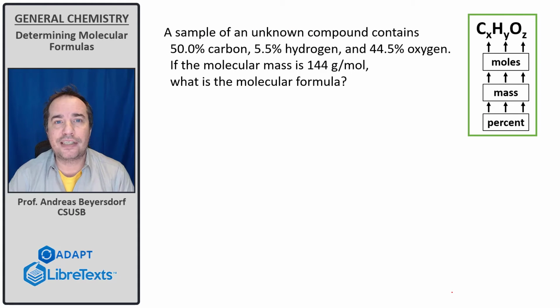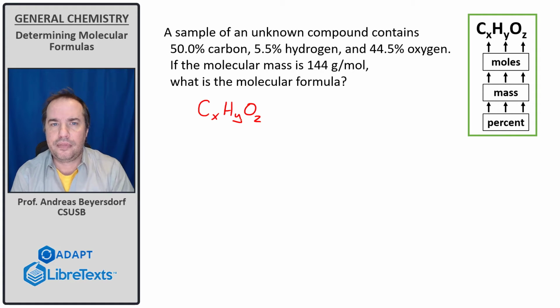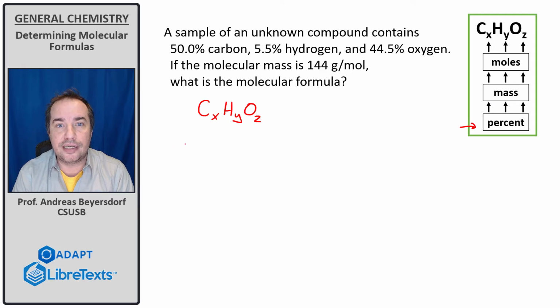Let's say we have a sample of an unknown compound and it contains 50% carbon, 5.5% hydrogen, and 44.5% oxygen. We're told the molecular mass, and we want to figure out what that molecular formula is. All right, so we have carbon, hydrogen, and oxygen. So that means our generic formula is going to be CXHYOZ. And we want to figure out all these. Now, we are given percents, so we need to convert from percents to mass.